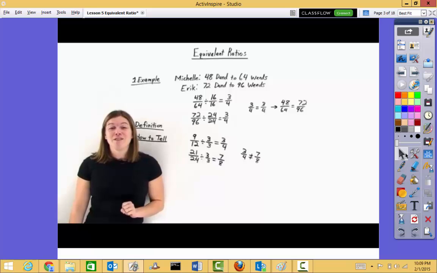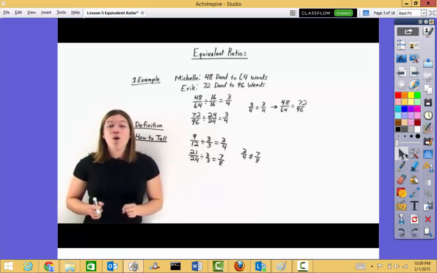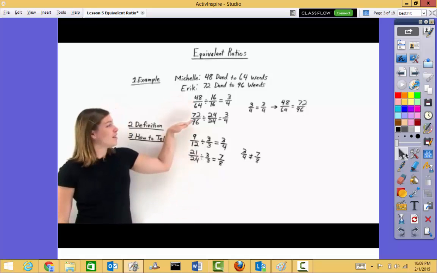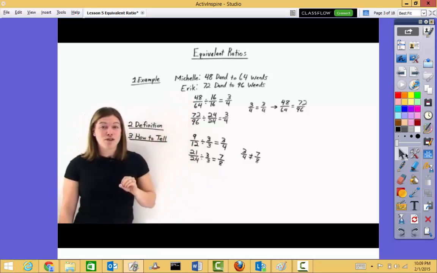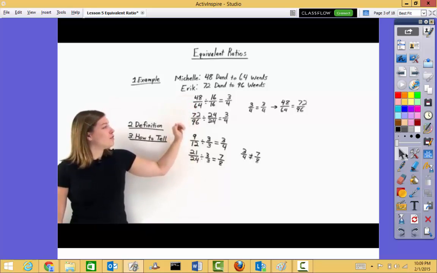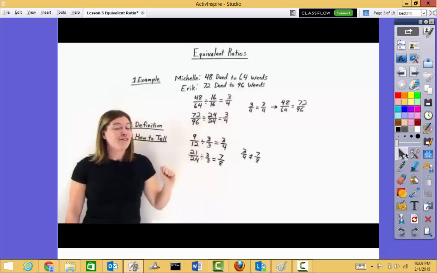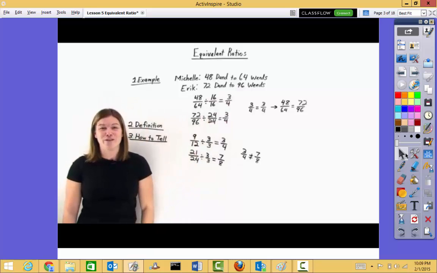So now we know, in order to have equivalent ratios, we need to have two ratios that have the same value, just like this. In order to tell if we have equivalent ratios, we need to reduce each of the fractions to their simplest form and compare them. If they have the same value, then we have equivalent ratios.